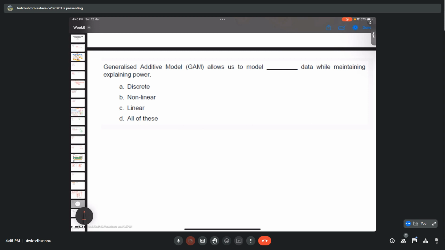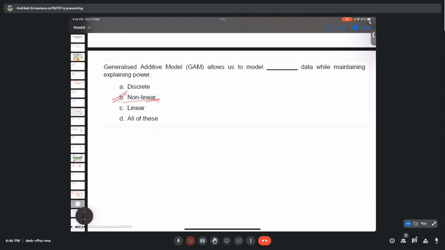So what do you guys think should be the answer? B. Yes, speaking from the definition, B is correct. Thank you, Abhishek. Now here's my problem with this question. The answer is correct, non-linear.